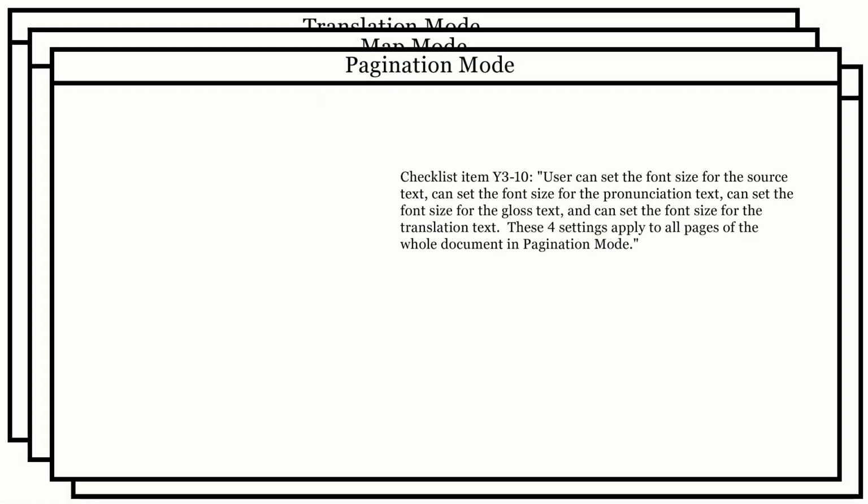Next thing about display, checklist item 3-10, user can set the font size for the source text, can set the font size for the pronunciation text, can set the font size for the gloss text, and can set the font size for the translation text. These 4 settings apply to all pages of the whole document in pagination mode.